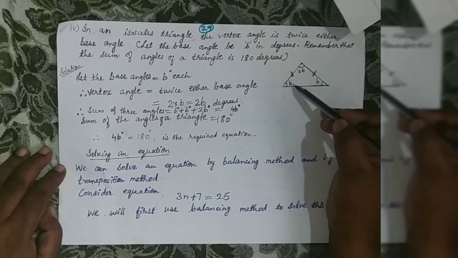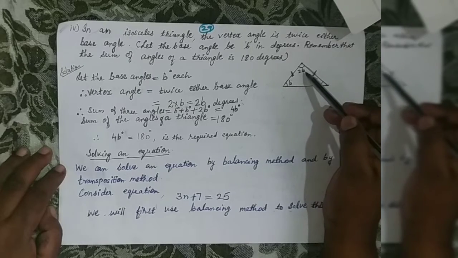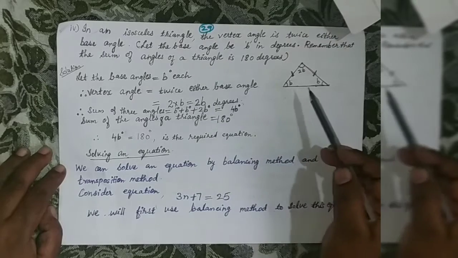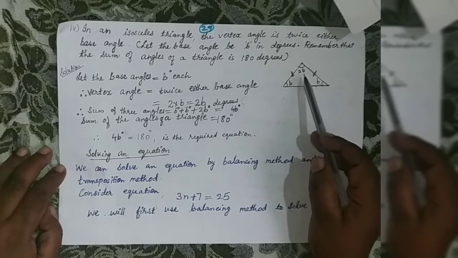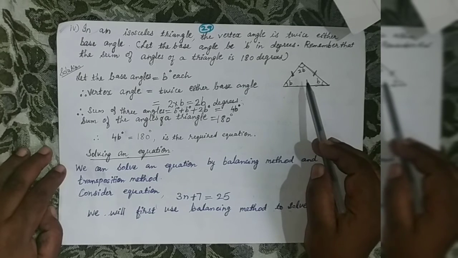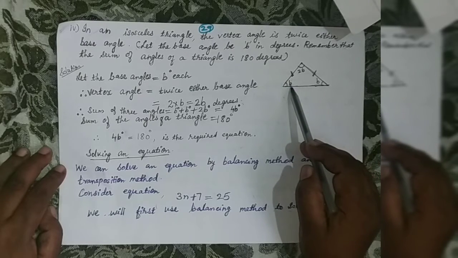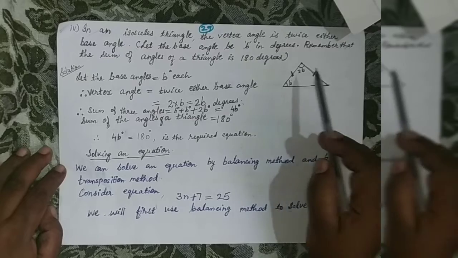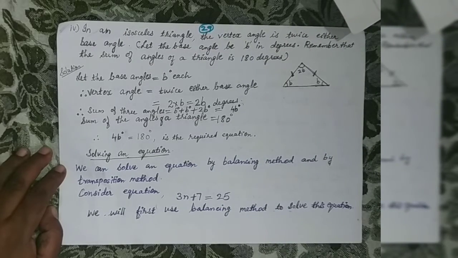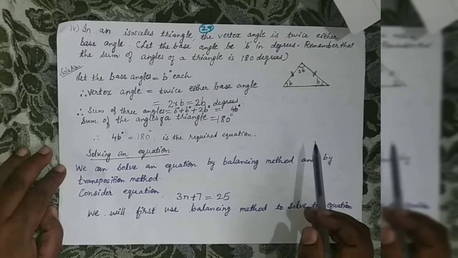Now what is the vertex angle? That is the third angle. That is called the vertex angle. What is the vertex angle? Twice the base angle. If the base angle is B, twice means 2 into B, 2B. So we got all three angles. Two base angles are there, B and B, and the vertex angle is double of that, that is 2B.